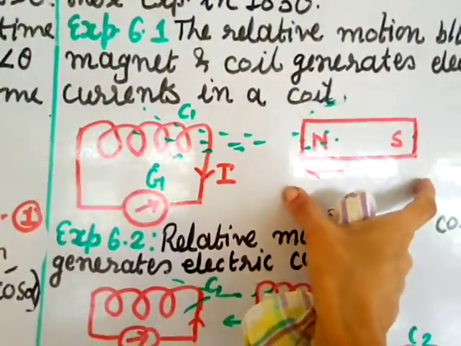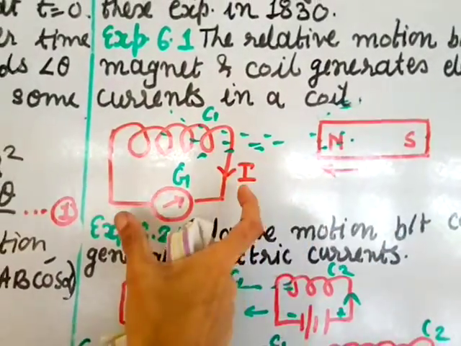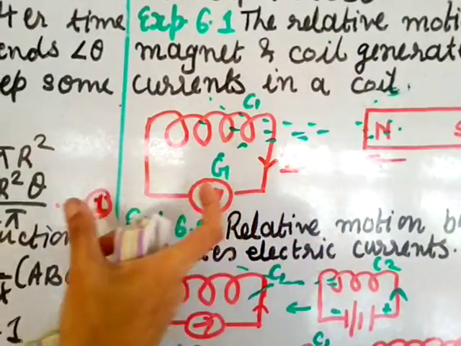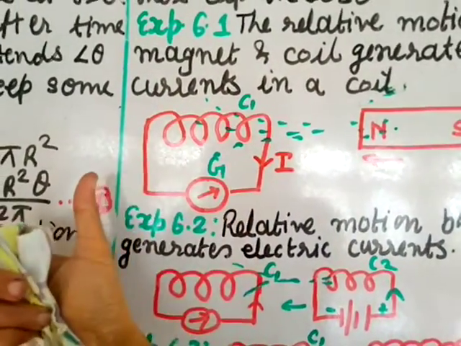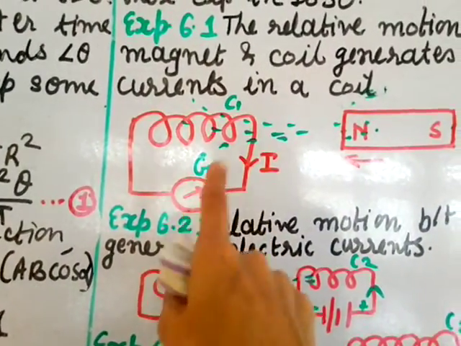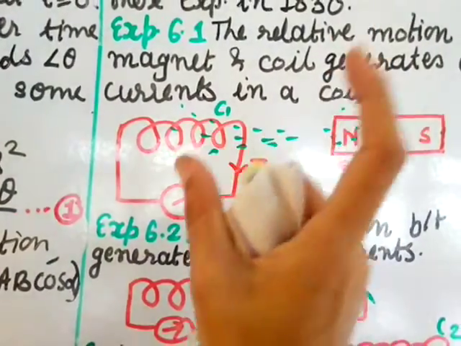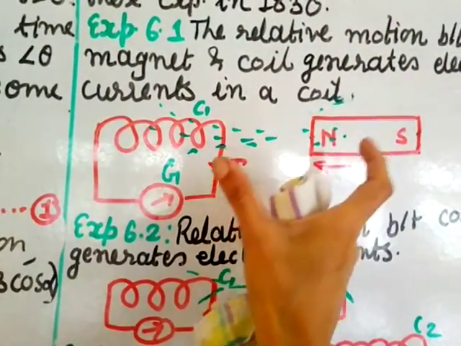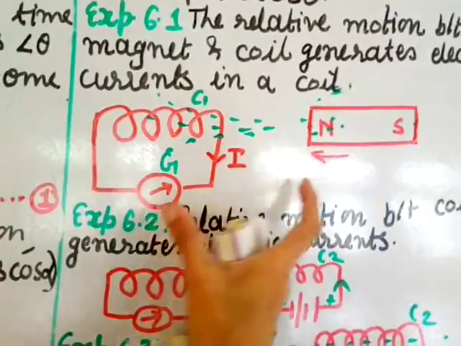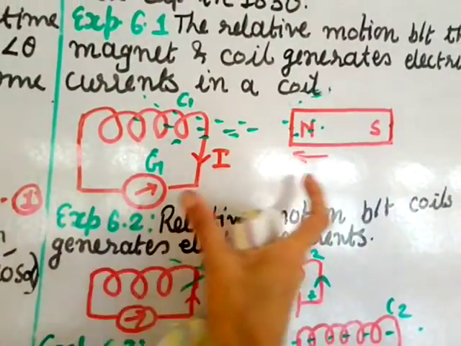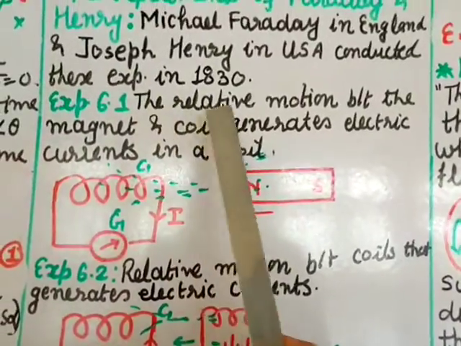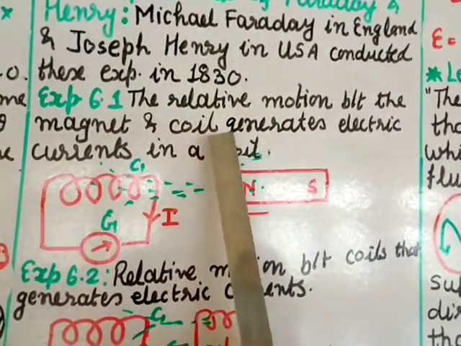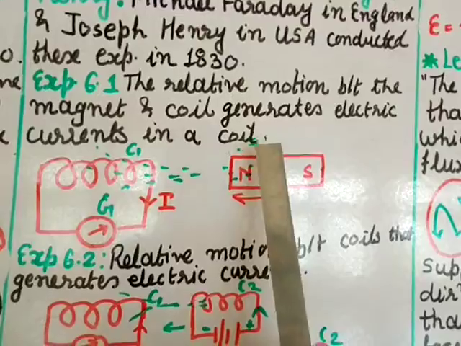Now they kept the magnet stationary and started moving the coil. When they took the coil away, they found a deflection in the galvanometer in one direction. When they brought it closer, they found a deflection opposite to the first one. Then they kept both stationary, or moved both together, and there was no deflection. So what they concluded is that the relative motion between the magnet and the coil generates electric current in the coil.